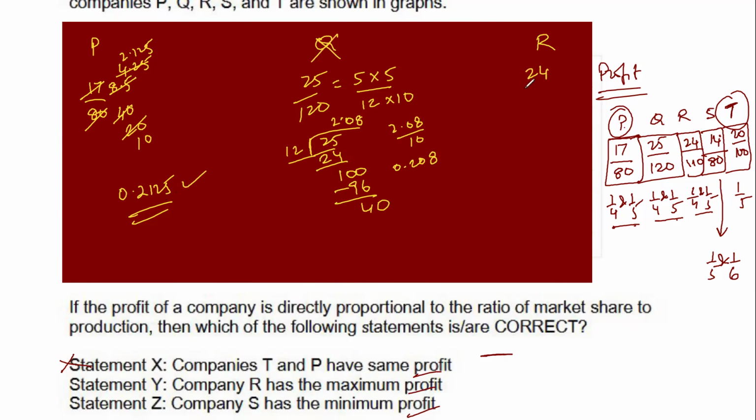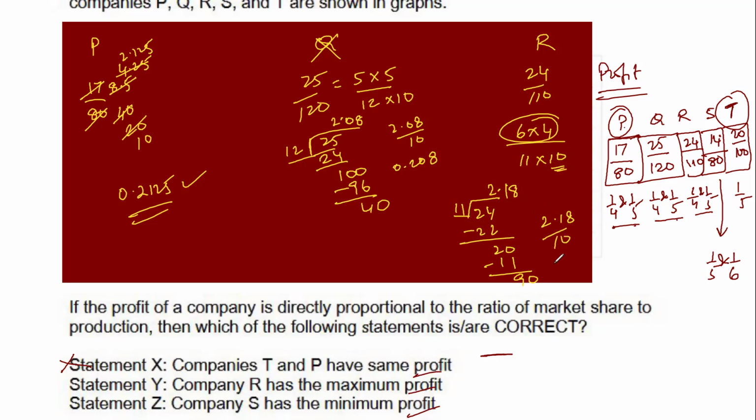Then we use R, 24 by 110. So I'll reduce it as 6 into 4 upon 11 into 10. So I at least got a 10 now. So all I need to do is 24 by 11. 11 twos are 22, right? Then 11 ones are 11, 90, 11 eights are 88. So I got 2.18 upon 10. So that is 0.218. And this is 0.212. So R is greater. So P is gone, R is. So R has a maximum profit.